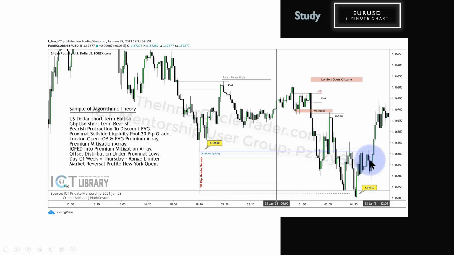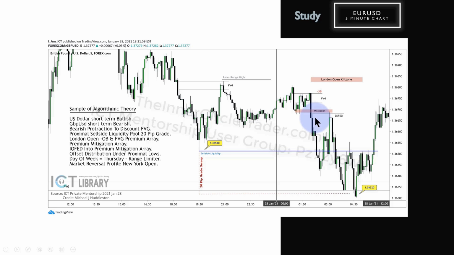Okay, so we have London open bearish order block here and the top end of the fair value gap, which is a premium array. So we have the premium mitigation array here, and then the institutional order flow entry drill into premium mitigation array, which is here. Remember, we're looking for the single one candles that go one directional, where it begins and ends for that fair value gap, or in this case, it's a SIBI, sell side imbalance, buy side inefficiency.